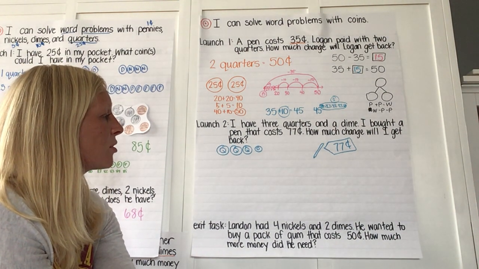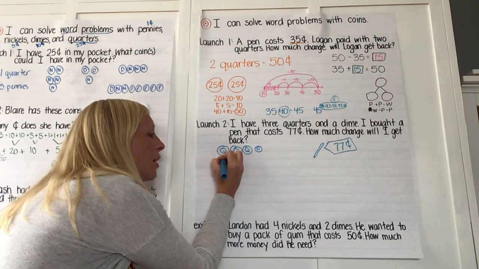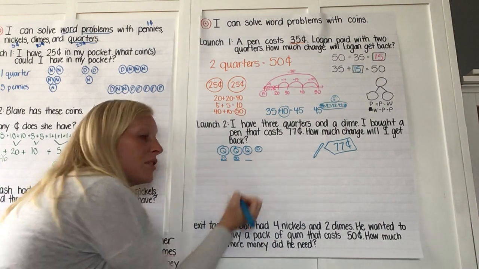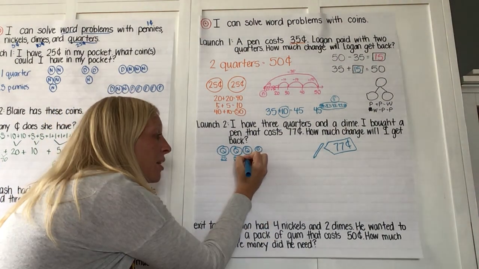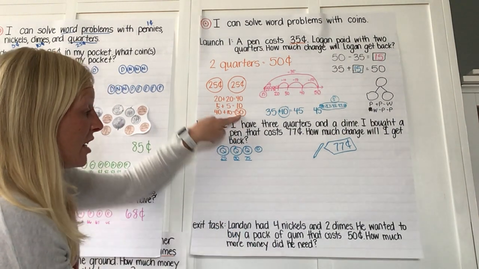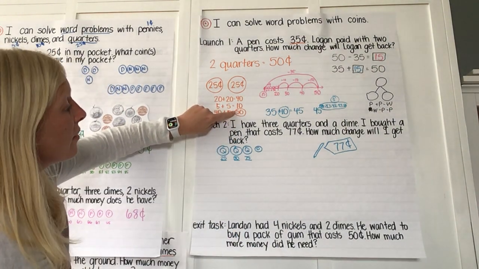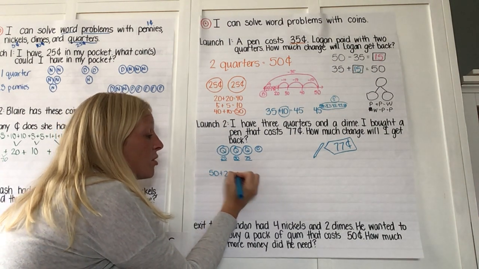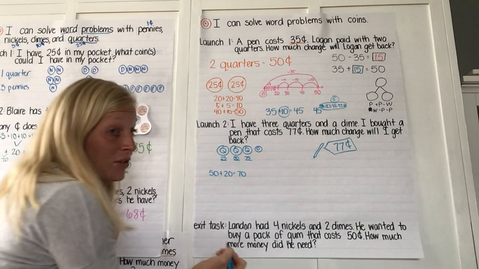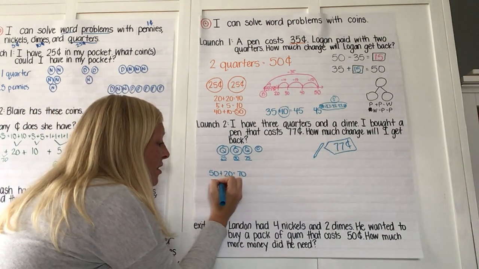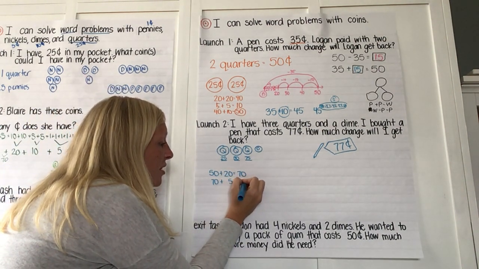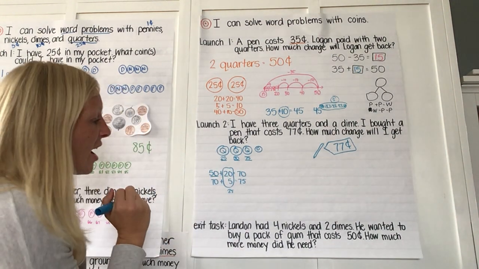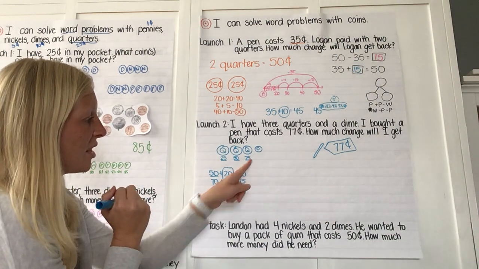How can we skip count? Okay, so 1 quarter is worth 25. 2 is 50. 3 is 75. If I have my 50 and I add 25 more, 5 tens and 2 tens equals 7 tens, or 50 plus 20 equals 70, and 70 and 5 more equals 75, right? There's my 25 cents. Here's the 50 I had, and here's my 25 more. So there's my 75 cents.